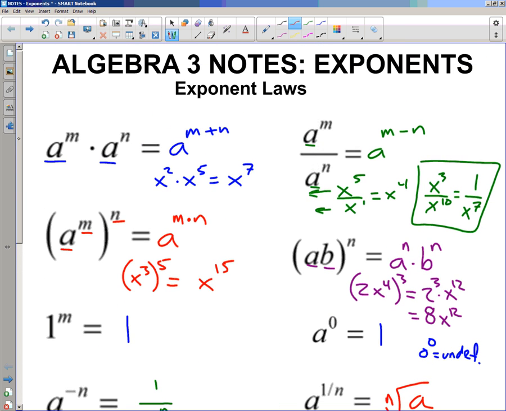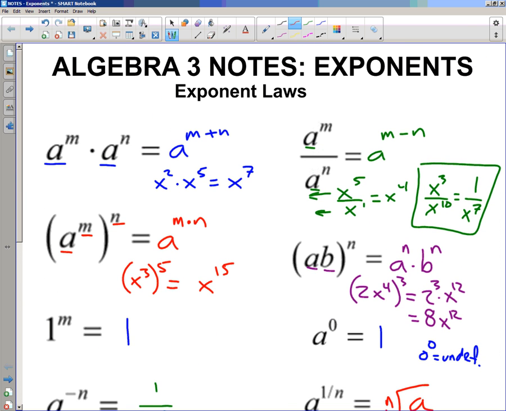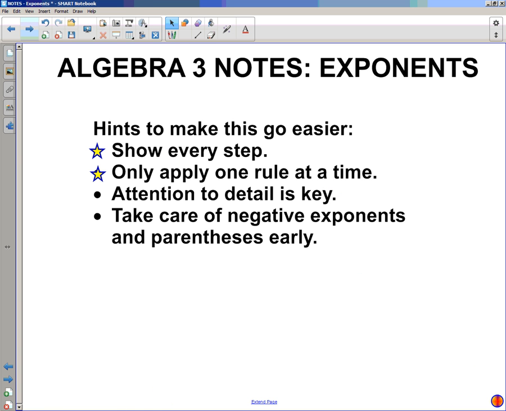Okay, so the big thing, you need to know all of these laws and be able to apply them correctly. People tend to mess up when they multiply when they should be adding, and vice versa. Those are the biggest mistakes that I tend to see. I'm going to give you some hints that will help you through this. These are not hard and fast rules. The first two are very strongly recommended, though.